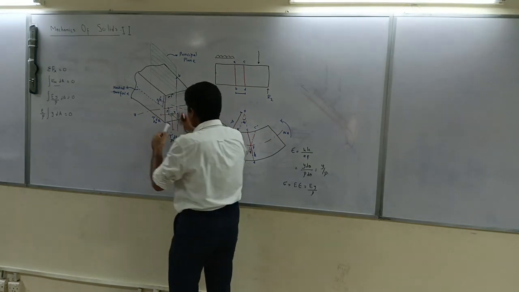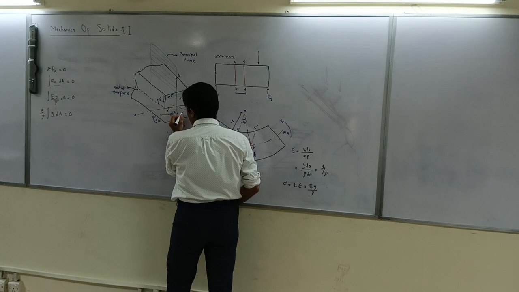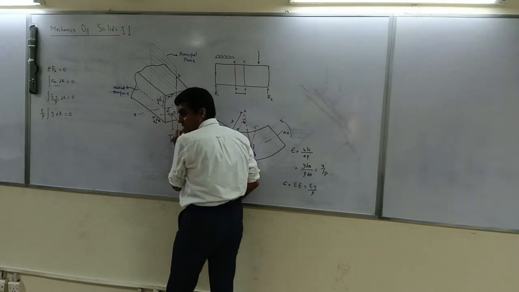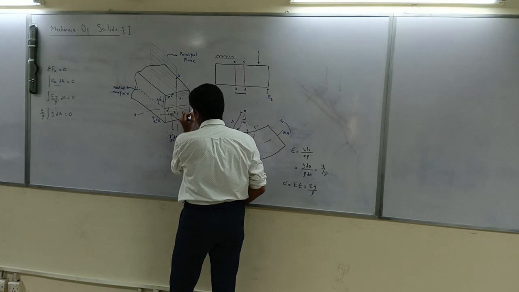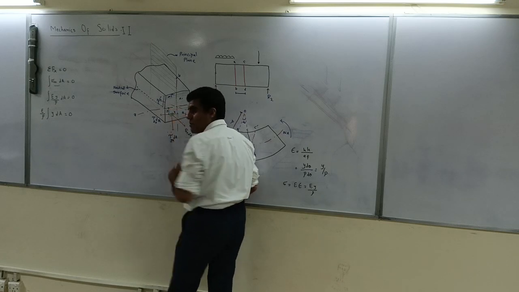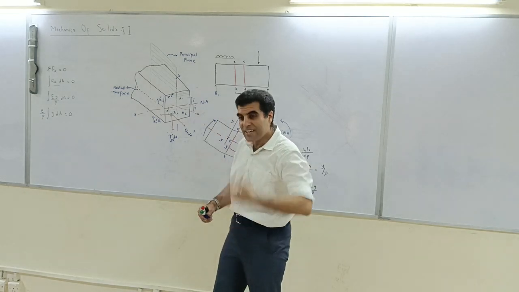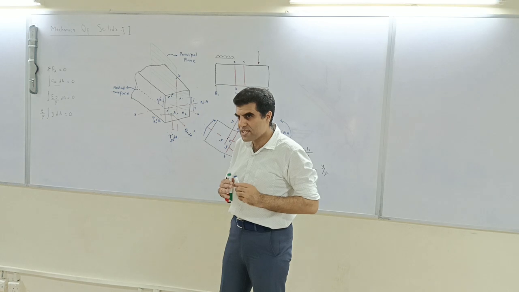So imagine this area which is above the neutral axis, that is A1, and this area which is below the neutral axis, that is A2. A1 is located at a distance y bar from the axis above, so A2 must be located at a distance y bar. So A1 y bar must be equal to A2 y bar. Then that would be the definition of a neutral axis. Do you understand my point?